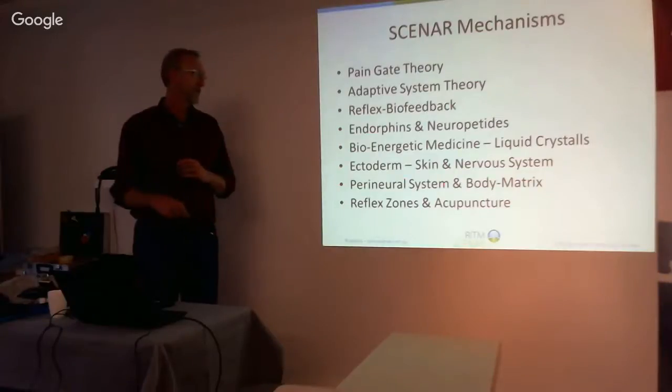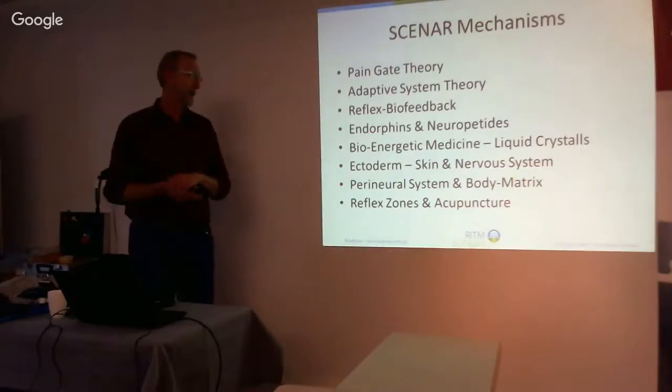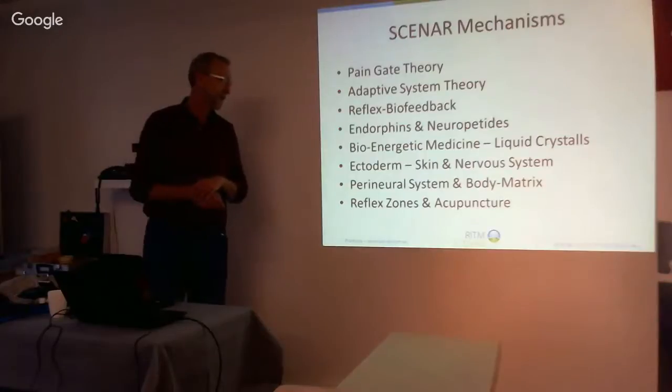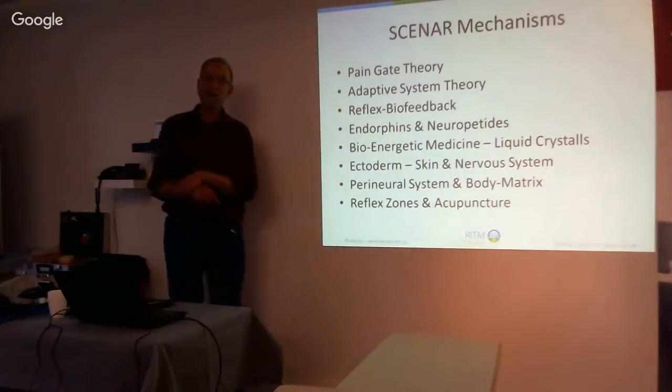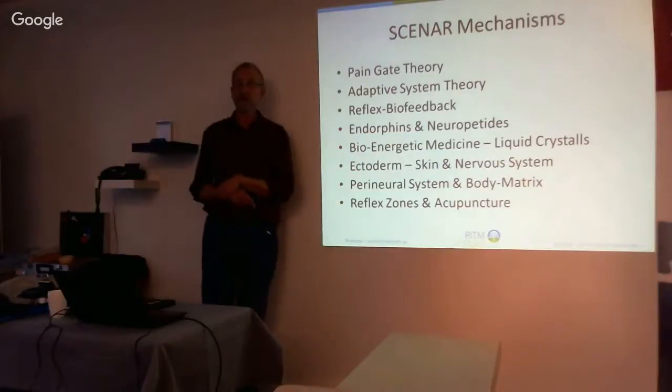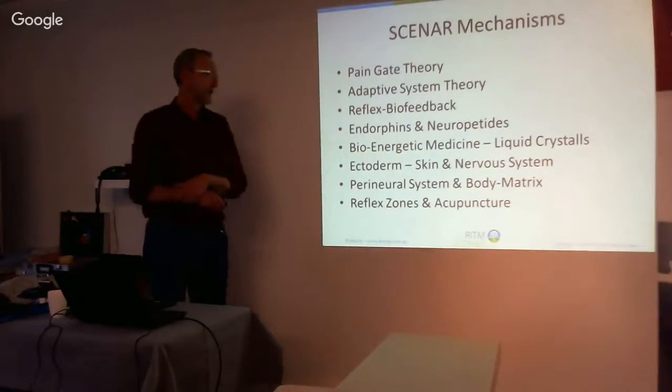There's also the idea floating around of a perineural system, and a body matrix that has been developed by James Oschman over the last 10 years. It's an interesting concept that seems to work quite nicely in its theoretical concepts, and by using it, we can see quite good results.